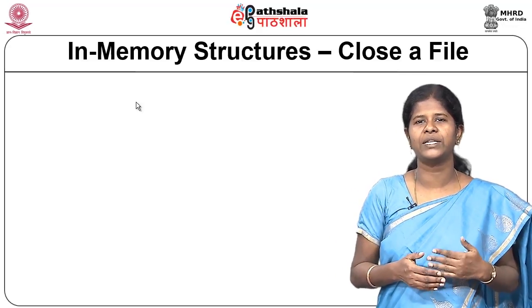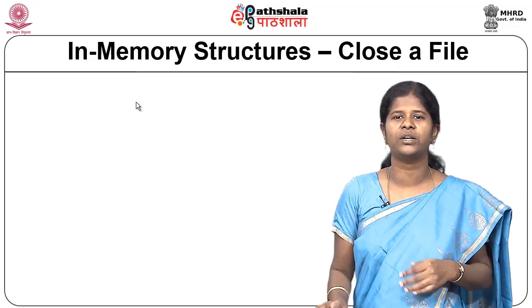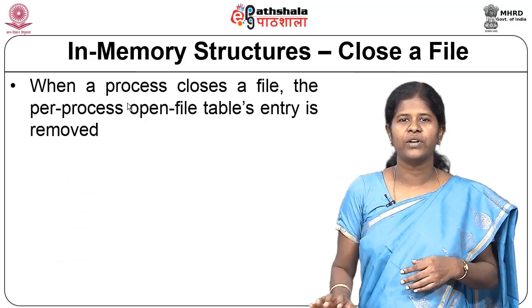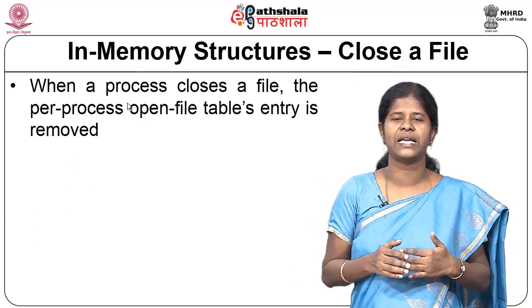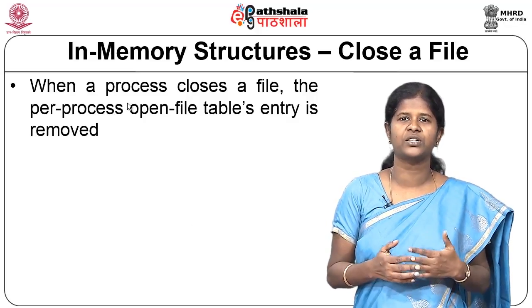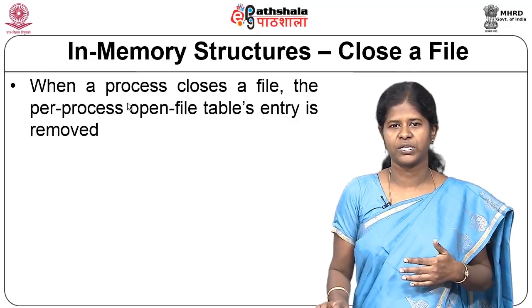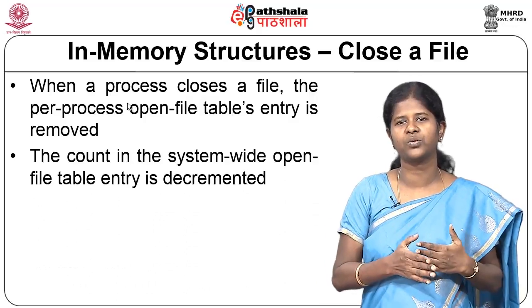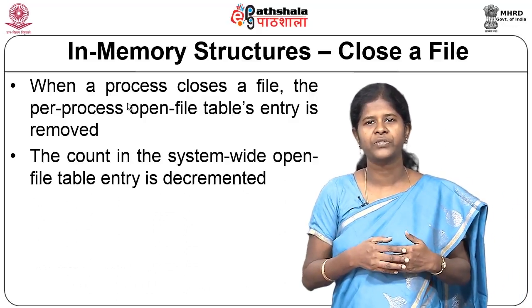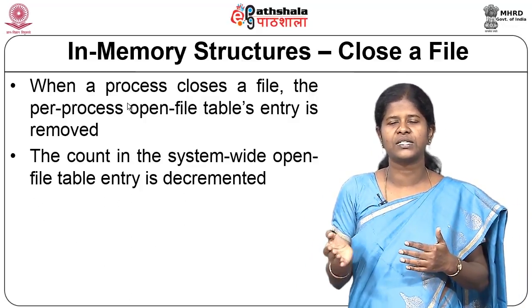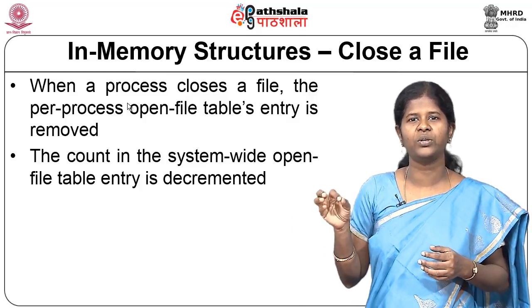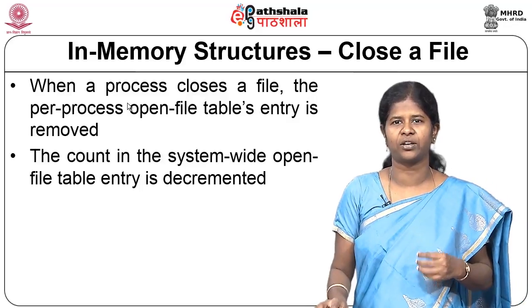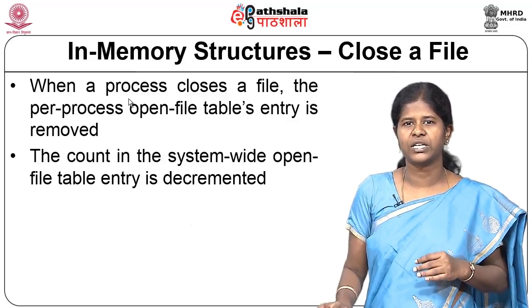Now, we will see what happens when a file is closed, how the structures are being used. When a process is closing a file, the per process open file table's entry has to be removed, because the file is no more going to be used by the process, but there is a pointer from here to the system wide open file table. So, you use that pointer to access that entry in the system wide open file table and try to find out the number of processes that are using that particular file. So, that count is decremented.